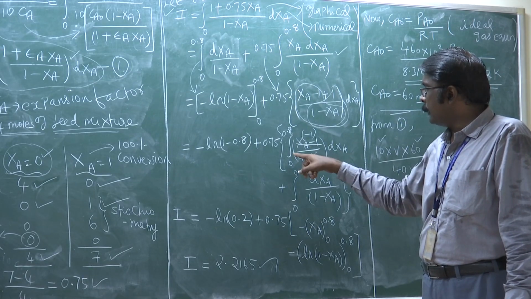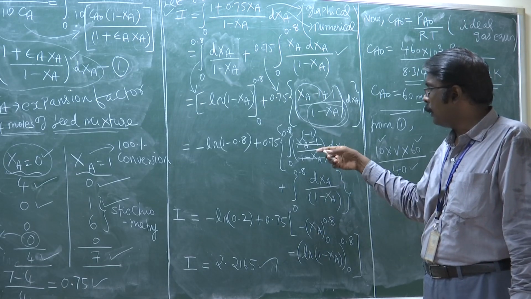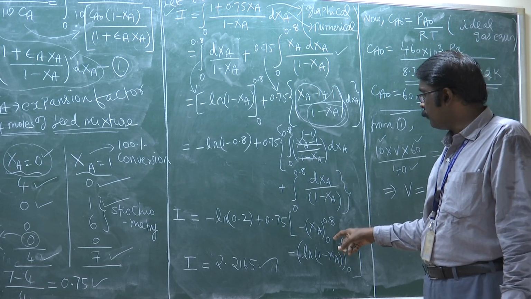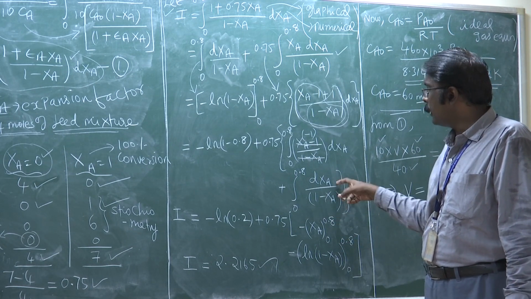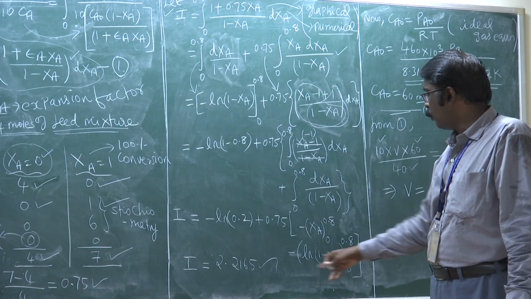And then here it is the integration of minus dx_A, which will give us only minus x_A. It's a simple integration, like the integration of dx equal to x. Again here also we have to apply the limit. This is also very simple, like the very first term we had. So minus logarithm of (1 minus x_A).